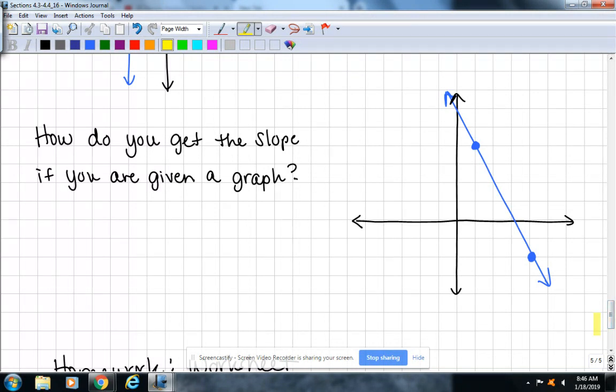The very last thing, and you don't have to draw the graph. Okay? But what if they give you a graph and ask you to find the slope?